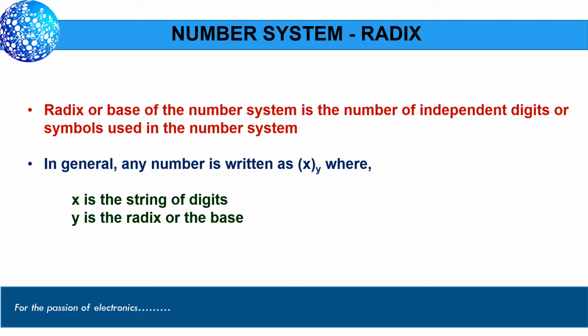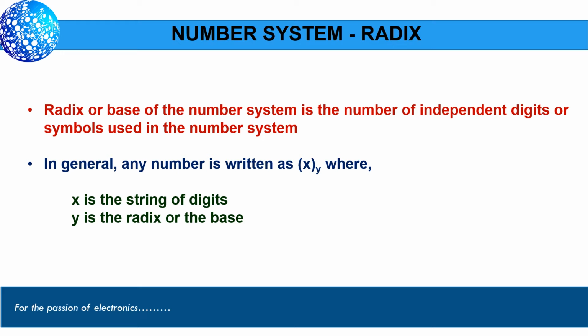As I've told earlier, the radix of a number system is the number of independent digits or symbols that are used in the number system. For example, the commonly used decimal system has 10 as the radix because it uses 10 independent digits, which are 0, 1, 2, 3, 4, 5, 6, 7, 8 and 9. The radix of a number system is also referred to as the base of the number system.